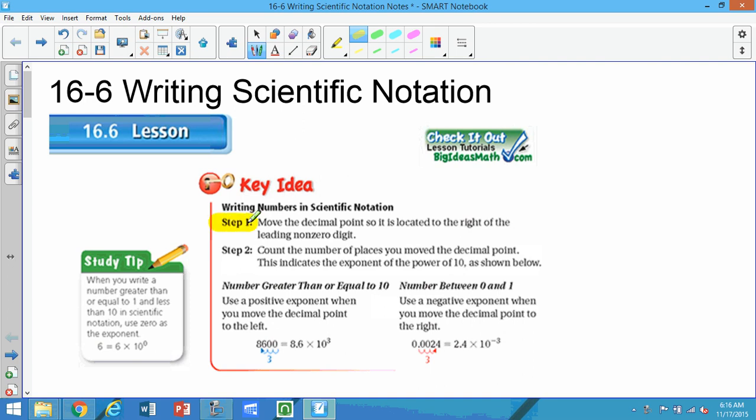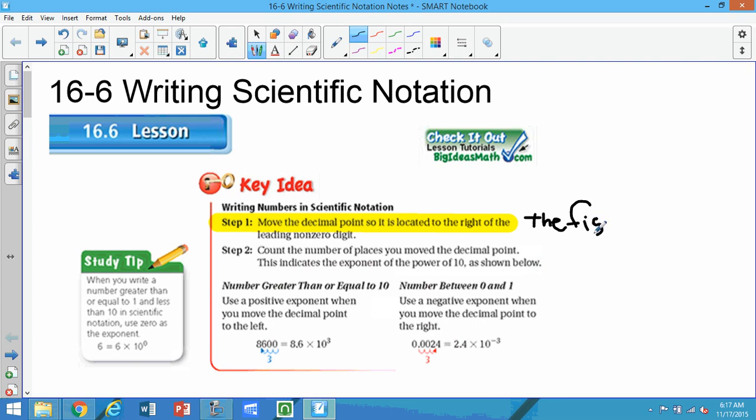Step one, you need to move the decimal point so it's located to the right of the leading non-zero digit. You're probably wondering, what does that mean? What I would say is you move the decimal point so it's located to the right of the first digit, so that you have a number between 1 and 10 as your first number in your scientific notation.